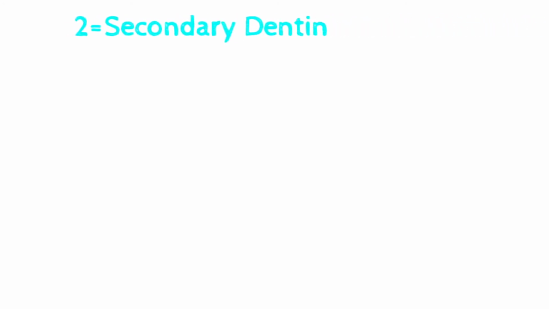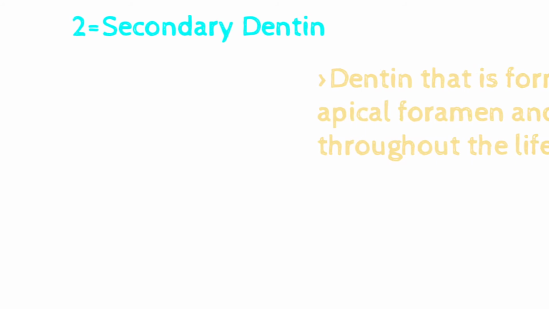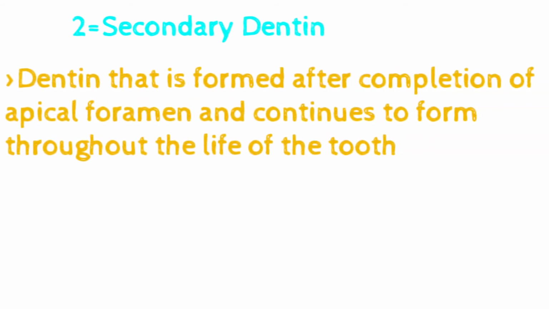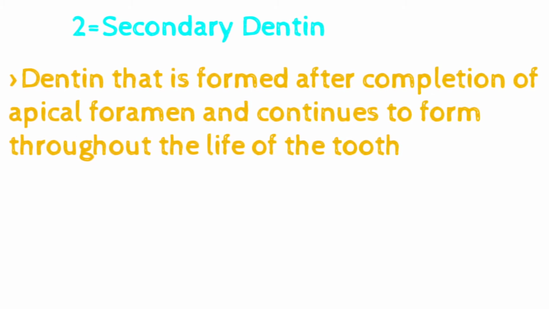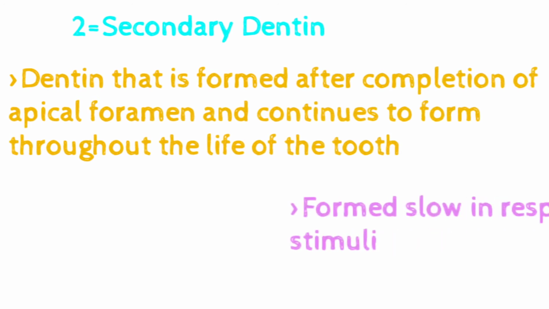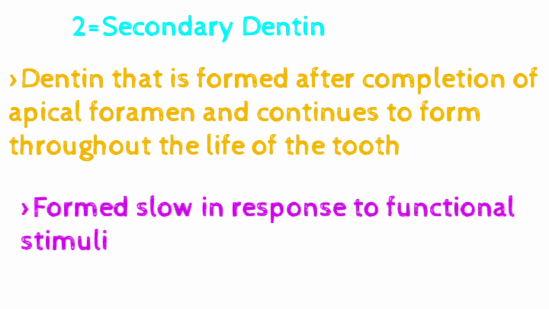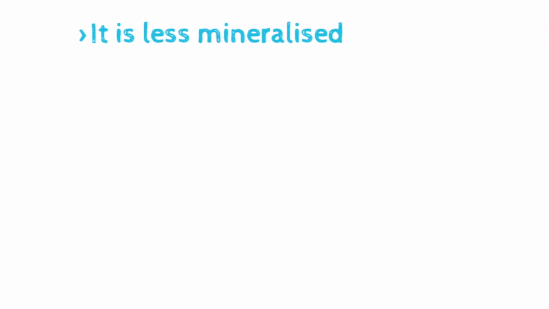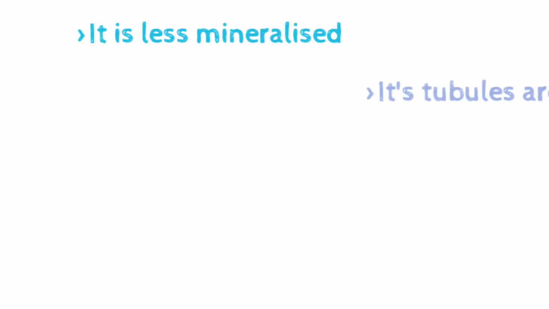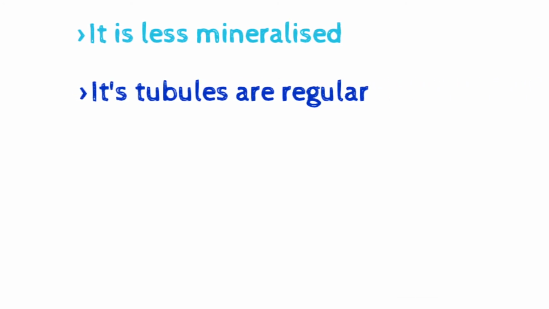Now come to the secondary dentin. How do we define secondary dentin? The dentin that is formed after completion of the apical foramen and continues to form throughout the life of the tooth is called secondary dentin, and it is formed slowly in response to functional stimuli like mastication. The dentin formed before the completion of the apical foramen is primary, and after is secondary, and it is less mineralized and its tubules are regular. Primary dentin and secondary dentin, both tubules are regular.